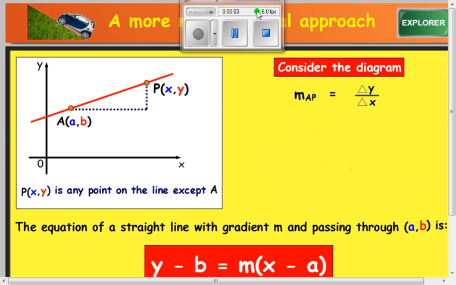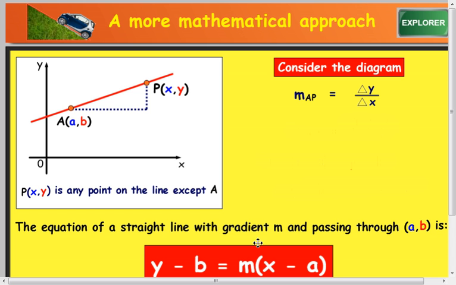In this lesson, we're going to look at an alternative from y equals mx plus c to work out the equation of a straight line. Now this is a really useful formula, this one at the bottom, because it allows you to work out the equation of a straight line if you don't know what the y-intercept is. All you'd require is really just one point on the line.